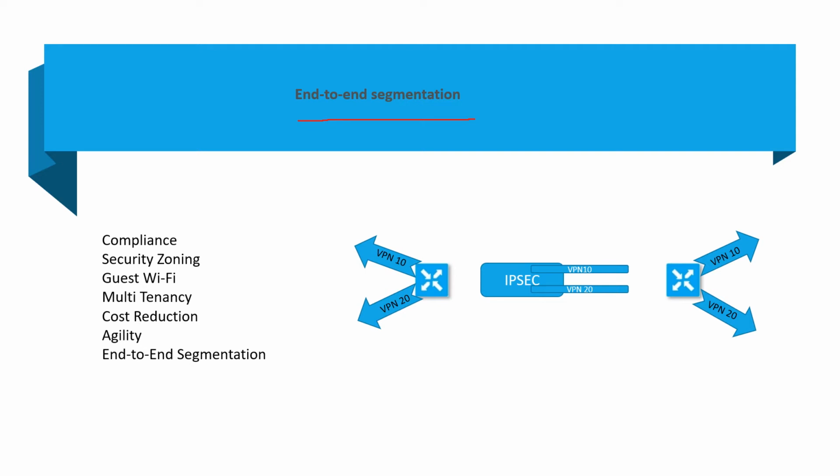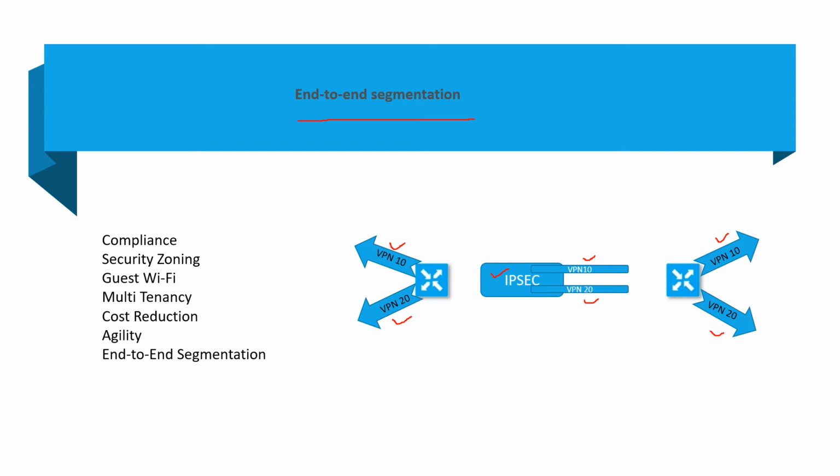Here on the diagram, on this side, I have VPN 10 and VPN 20. On the other side also, I have VPN 10 and 20. When an IPsec tunnel is formed, it is going to carry a label, which is basically the VPN label. That's how you isolate the routes from each VPN.